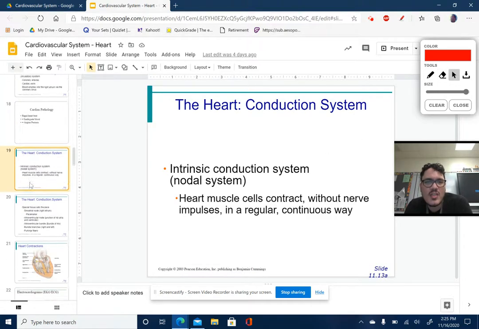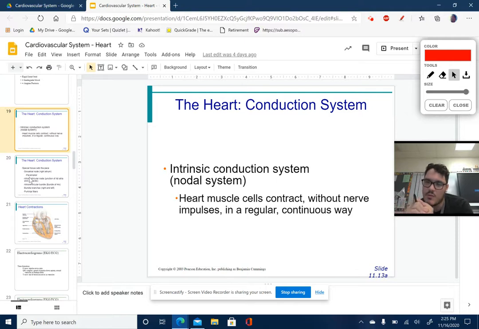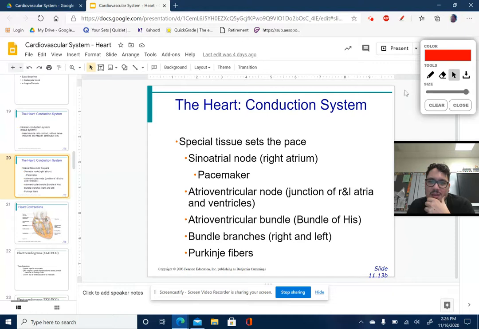So a little bit about the heart's conduction system. What do we mean by the conduction system? We're referencing its electrical conduction. So how does it move electricity? Normally, we move electricity through the body via nerves, but as you can see here, the heart is one of the most unique organs because its muscle cells do not need nervous impulses. They will continue to contract in a regular, continuous way because they have their own conductive system. It's an intrinsic conductive system, as we see here. So that's pretty phenomenal.